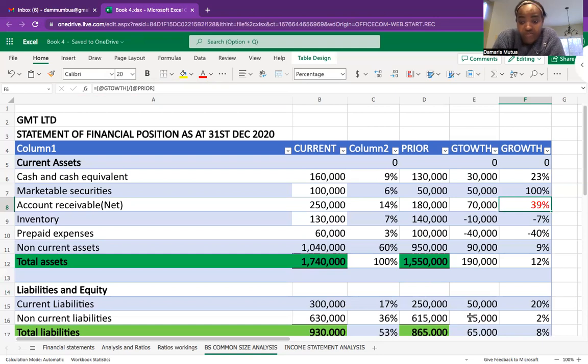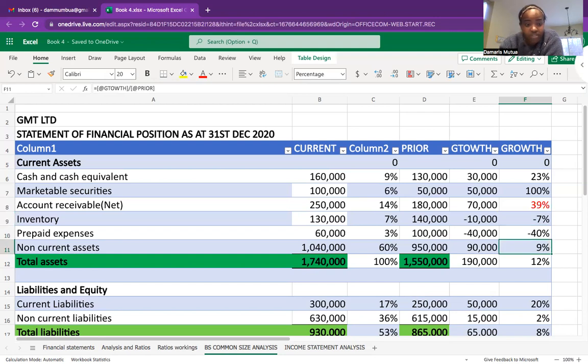Inventory. Our inventory has gone down by 7%. It shows that we are able to turn over our inventory. We are able to convert more inventory into cash, which is a good sign. Our prepaid expenses, we've prepaid less. It's a good sign. So cash is not held on the prepaid expenses.